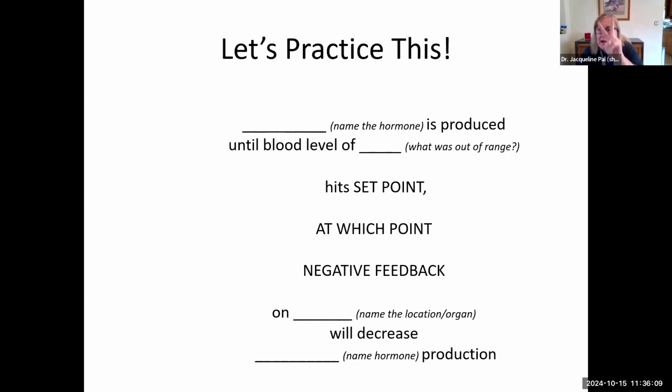So with negative feedback, we need to know two things: what and where. I don't care which one you put first. I happen to put the where followed by the what. So tell me the location, tell me the organ. Okay, for most things, it's the organ. When we come to the pancreas, you're going to have to tell me specifically the location in the pancreas. And then what hormone. So I'll have this at the appropriate time when we get to the slides.